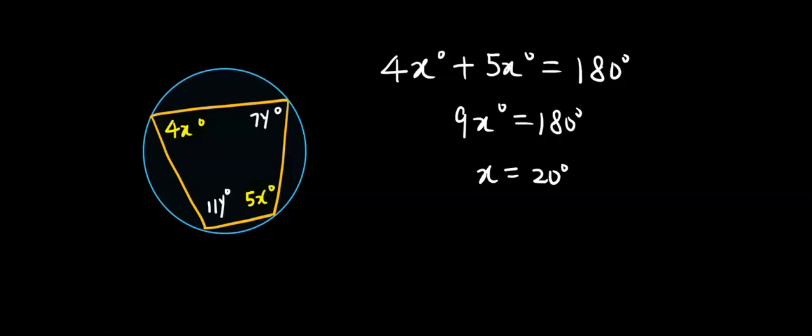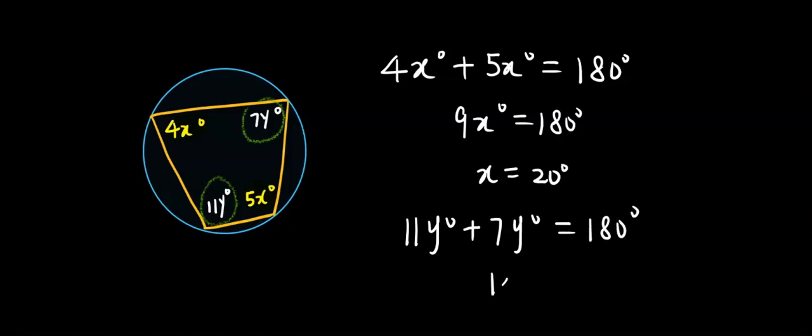And then we look at these two, they're opposite angles. For an inscribed quadrilateral, opposite angles are supplementary. Therefore, we have 11y plus 7y is 180 degrees. 18y is 180. That gives us y is 10.